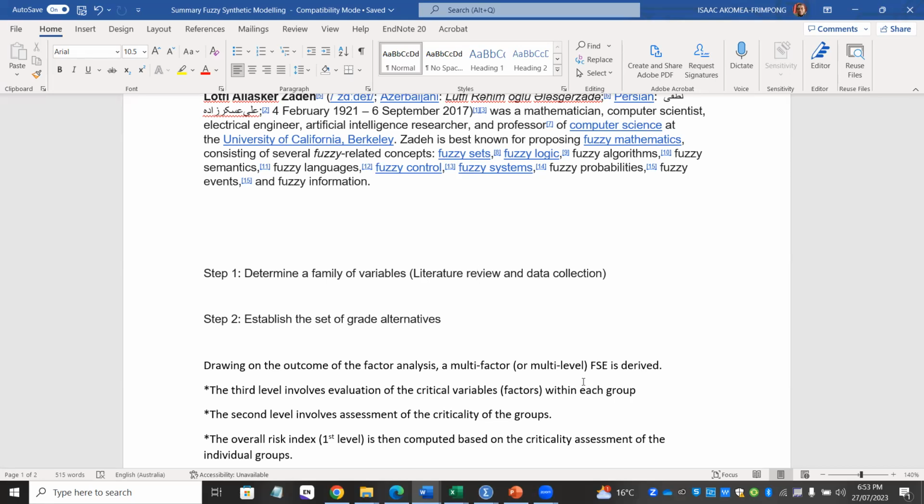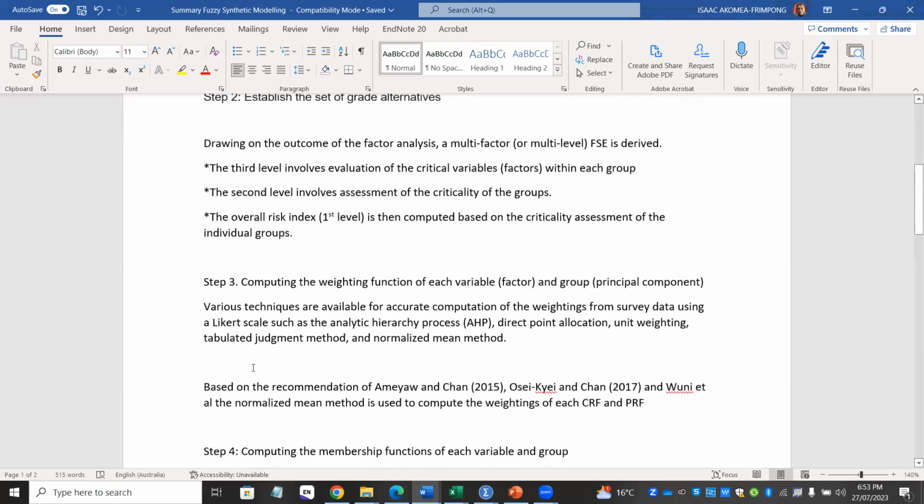Then establish the set of grade alternatives. So this is where you set your linguistic terms. Then the next thing to do is compute the weighting functions, which we are going to do. But there are so many ways by which you can compute your weighting functions. Especially with respect to Likert scale, you can use the AHP, you can use the direct point allocation, you can use the unit weighting, you can use the tabulated judgment method, you can use the normalized mean method.